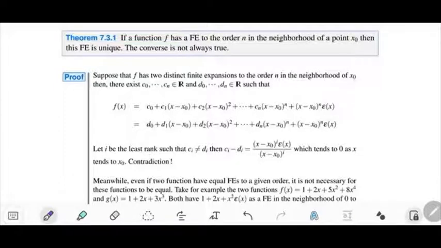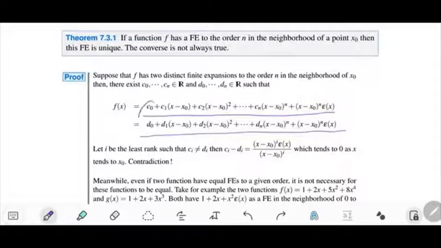These two finite expansions will be written as c0 plus c1 (x minus x0), etc., and then d0 plus d1 (x minus x0), plus d2 (x minus x0) squared, etc. Now we might have, of course, c0 equal to d0 and c1 equal to d1, etc. But since the finite expansions are distinct, you should have at least one coefficient that is not equal to the coefficient facing it of the same rank. So let i be the least rank, the first rank, where ci is different than di.